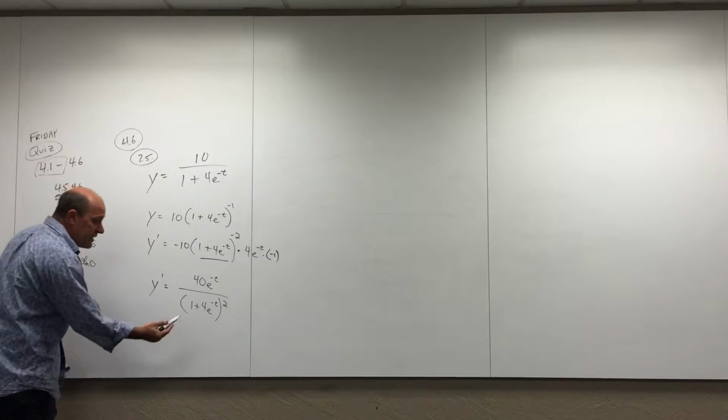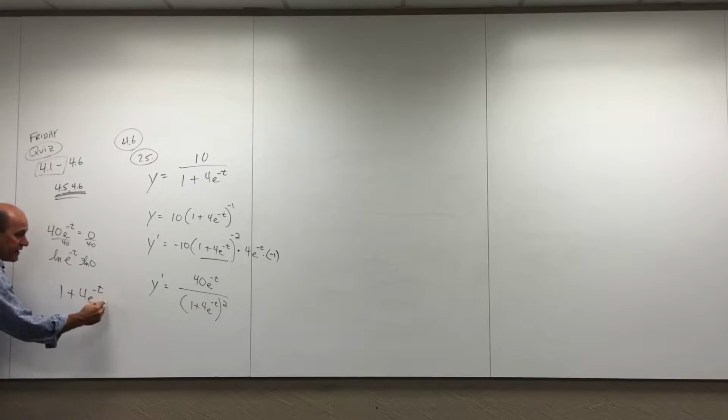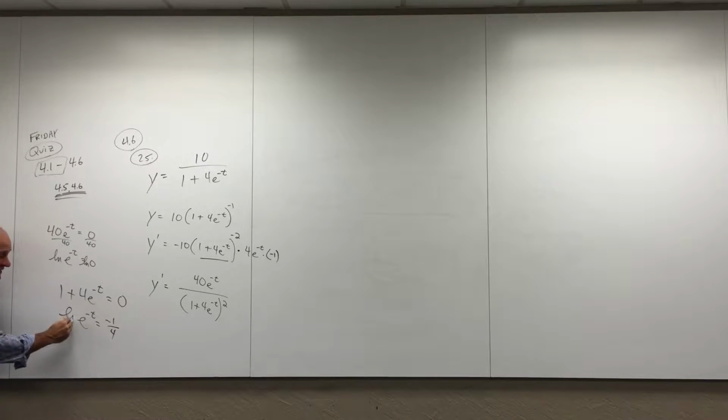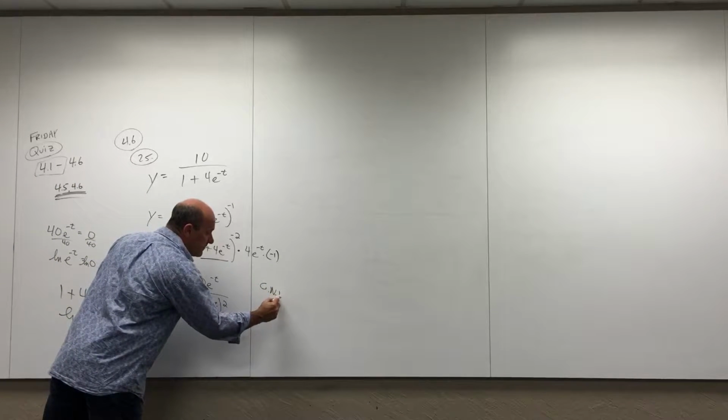Hey, maybe when the denominator equals 0. When does this denominator equal 0? If you move the 1 over and divide by 4, you get this e function equals a negative 1/4. You try to take the log of both sides, and you can't take the log of a negative number, or 0. So there's no answer to this either. So there are no critical numbers. Critical numbers: none.